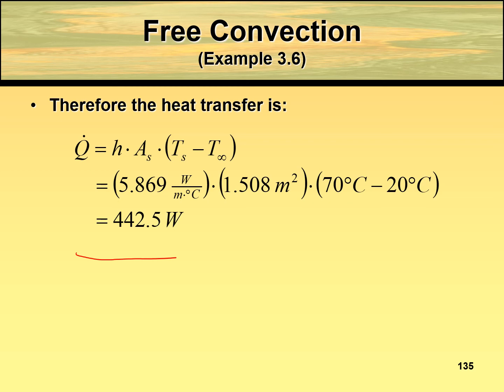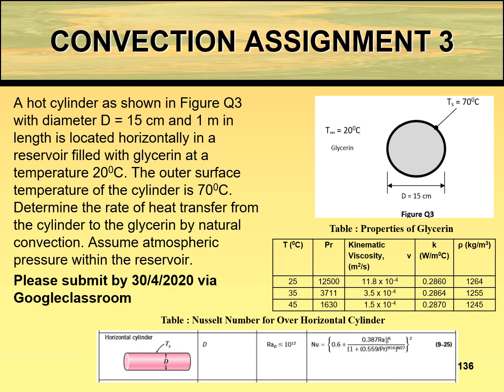Okay, so that's for free convection or natural convection. This is the last assignment for this chapter. Also, we're going to use a hot cylinder with a diameter of 15 centimeters and a length of 1 meter. So this is the third assignment. You have to submit via Google Classroom by the 30th of April.